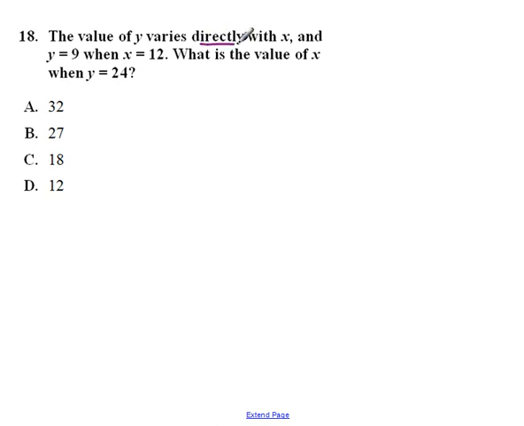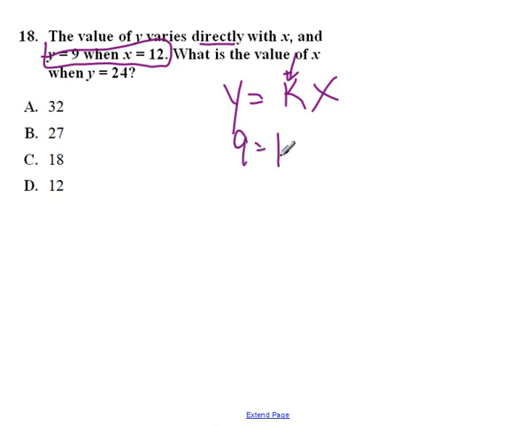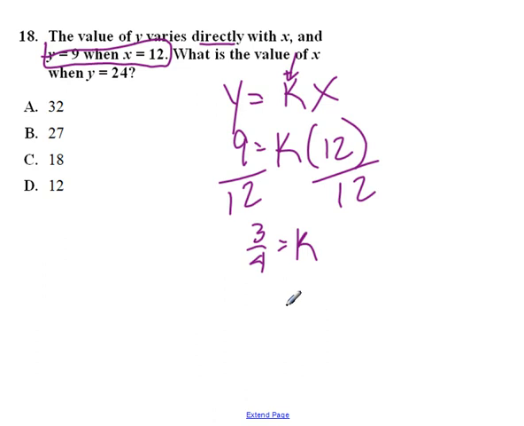So, varies directly. This is something we didn't really talk about in class, but all that means is that y equals kx, or whatever variable you want to use here. So we're going to take our first two numbers and plug them in here to figure out what the k is. I'm going to put 9 equals k times 12. Then I need to divide both sides by 12. 9 over 12 reduces, divided by 3, to 3 over 4. So that means k is 3/4.